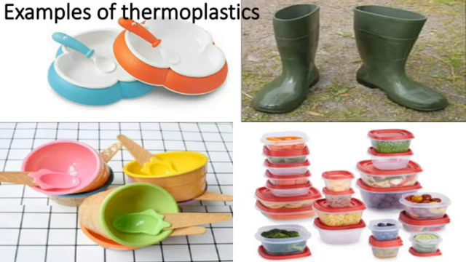Now examples of thermoplastic, we have the rubber plates, the rubber spoons, the boots, and there are so many. You have the rubber chairs, the rubber table. There are so many things produced by thermoplastic. There are so many thermoplastic materials in the markets.